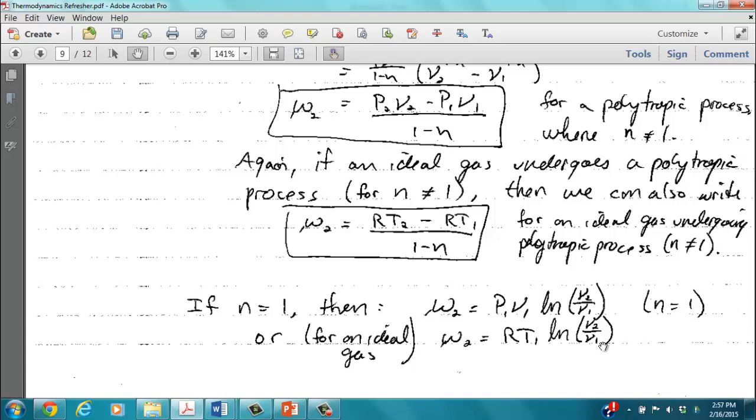Now, in both of these expressions, if we limit ourselves to ideal gases, then we can recognize that we have PVs in the terms, and so we can make the substitutions for RT. That's what was done in this boxed equation here. We recognize that P times little v is equal to R times T for an ideal gas, and so you get that the gas constant times T2 minus the gas constant times T1, all divided by 1 minus n, is also equal to the work transfer term. We did a similar substitution down here for the isothermal case for an ideal gas for the work transfer.